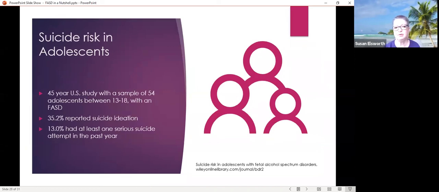There was a study done with adolescents ages 13 to 18, 54 of them. 35% reported suicide ideation, and 13 had at least one serious suicide attempt in the past year.